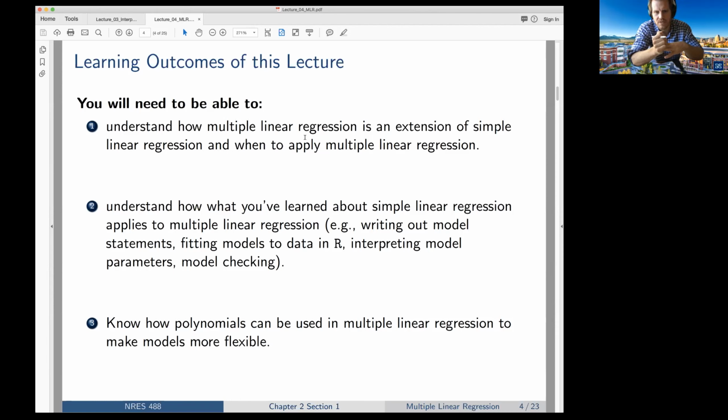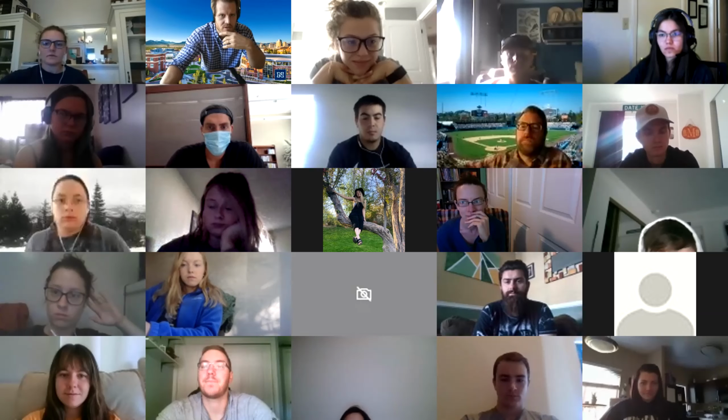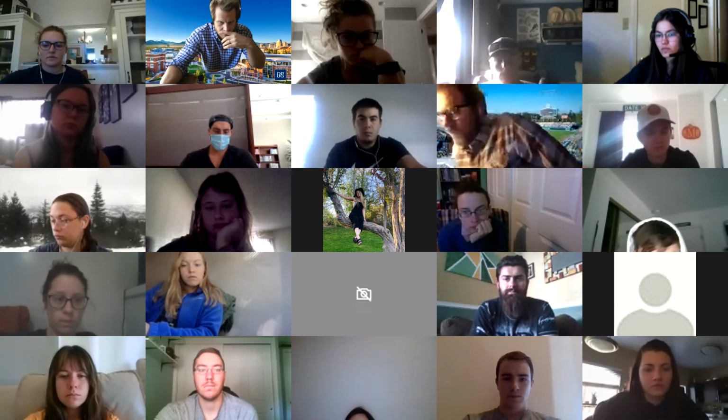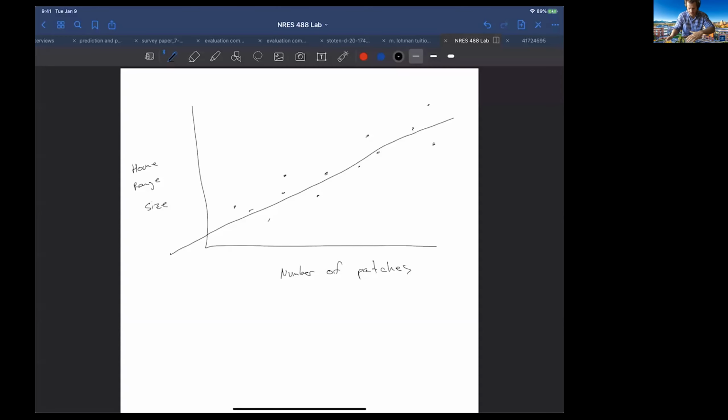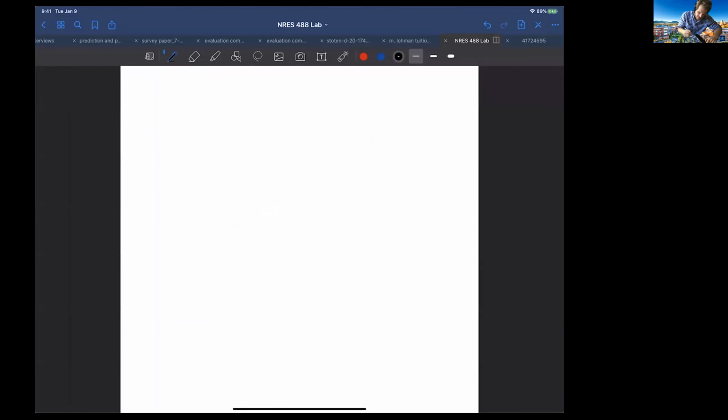Lastly, we want to know how polynomials can be used in multiple linear regression to make models more flexible. So let me just give an example of a polynomial here. In calculus, we've seen the function something like y equals a plus bx plus cx squared. Actually, in algebra, we may have seen this too. And we can continue writing this for as many orders as we want. So we can say y equals a plus bx plus cx squared plus dx to the third.